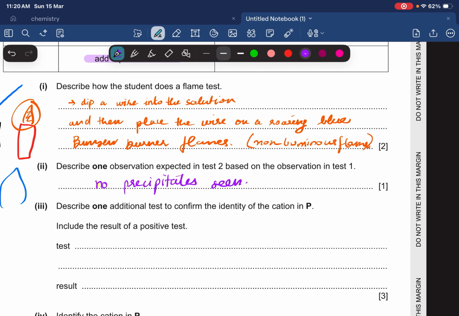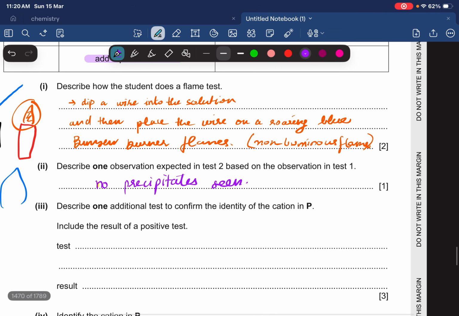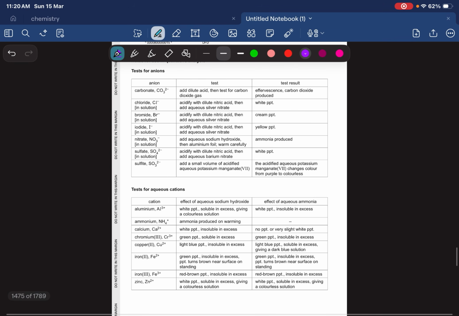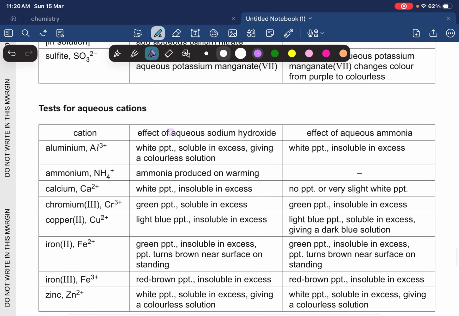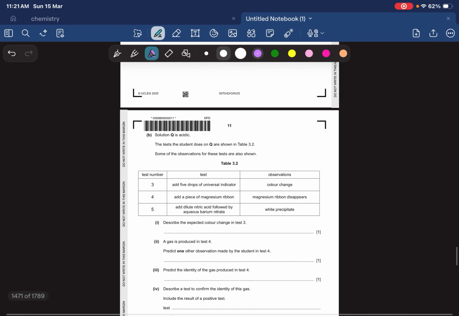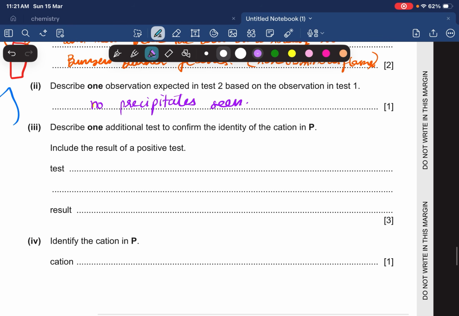We have 3 tests. We have a flame test, we add aqueous ammonia, and the third thing we add is aqueous sodium hydroxide. Okay, so aqueous sodium hydroxide, aqueous ammonia. From ammonia we get no precipitate, a very slight white PPT, and for calcium we get white PPT that's going to be insoluble in excess for sodium hydroxide. So over here we're going to write white PPT that's insoluble in excess. So the test is going to be we add NaOH aqueous, and the result is going to be white.